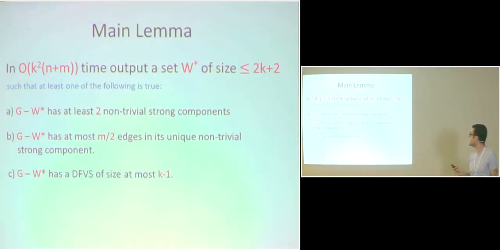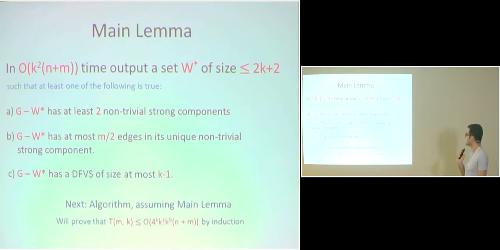Okay. So before proving the lemma, let me show you if we had the lemma, how would we get the algorithm? We're going to prove that the running time of the algorithm that we're sort of going to design on the go is what we want it to be, 4 to the k, k factorial, n plus m.